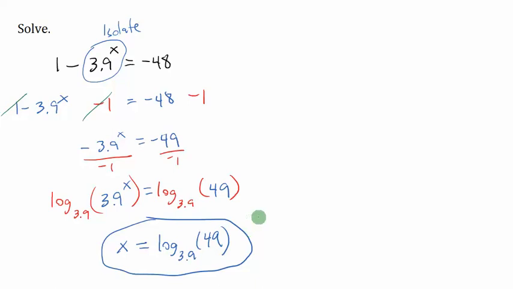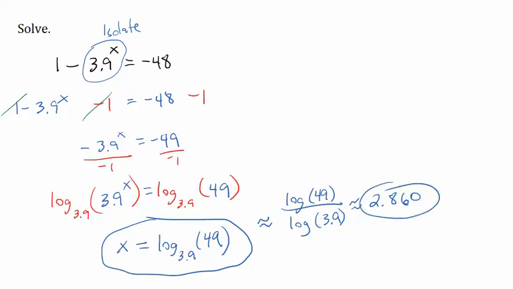If you wanted to do this in a calculator, type this in directly, or use your change of base formula to do log of 49 divided by log of 3.9, which appears to be approximately 2.860 when you plug that into a calculator to get an approximate decimal.